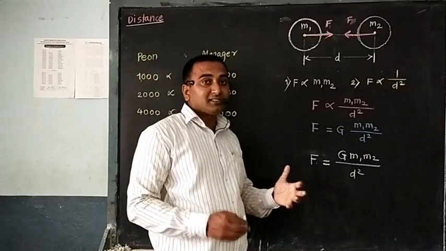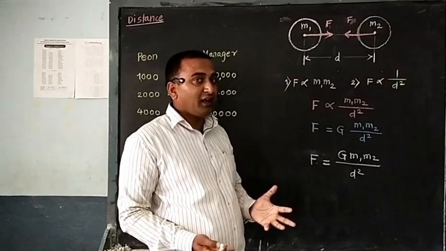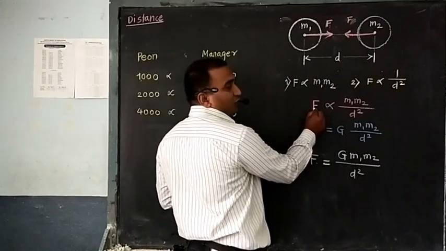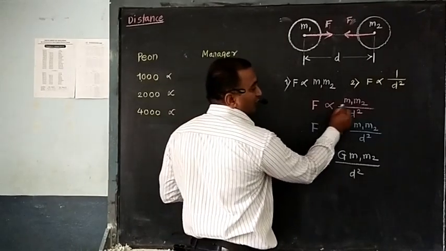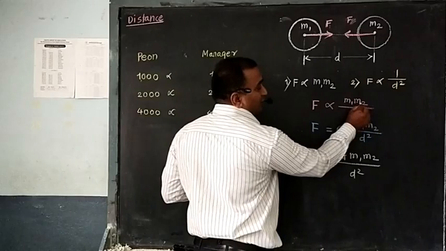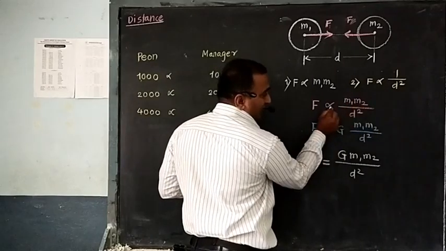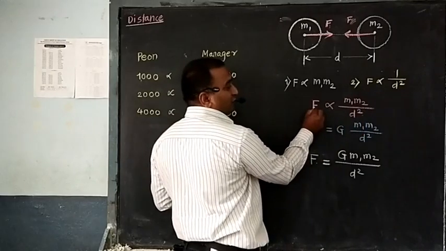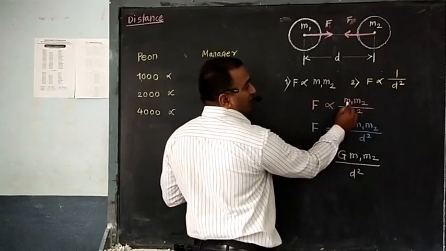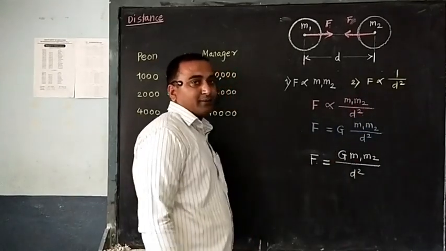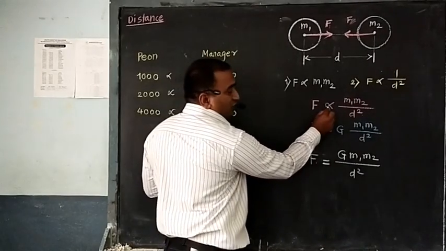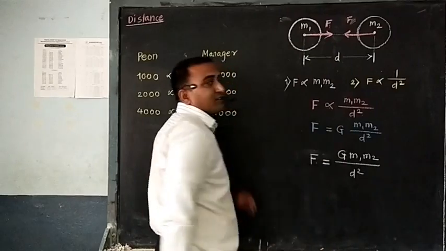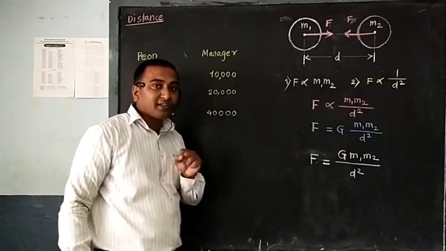But distance and masses may be different, so we have to join both these parts in one formula. So force is directly proportional to m1 and m2, that is the product of the two masses, and inversely proportional to d square. So we can consider this force is directly proportional to m1 m2 divided by d square. But if you want to convert proportion into equality, then we should take one constant. See, why take a constant?